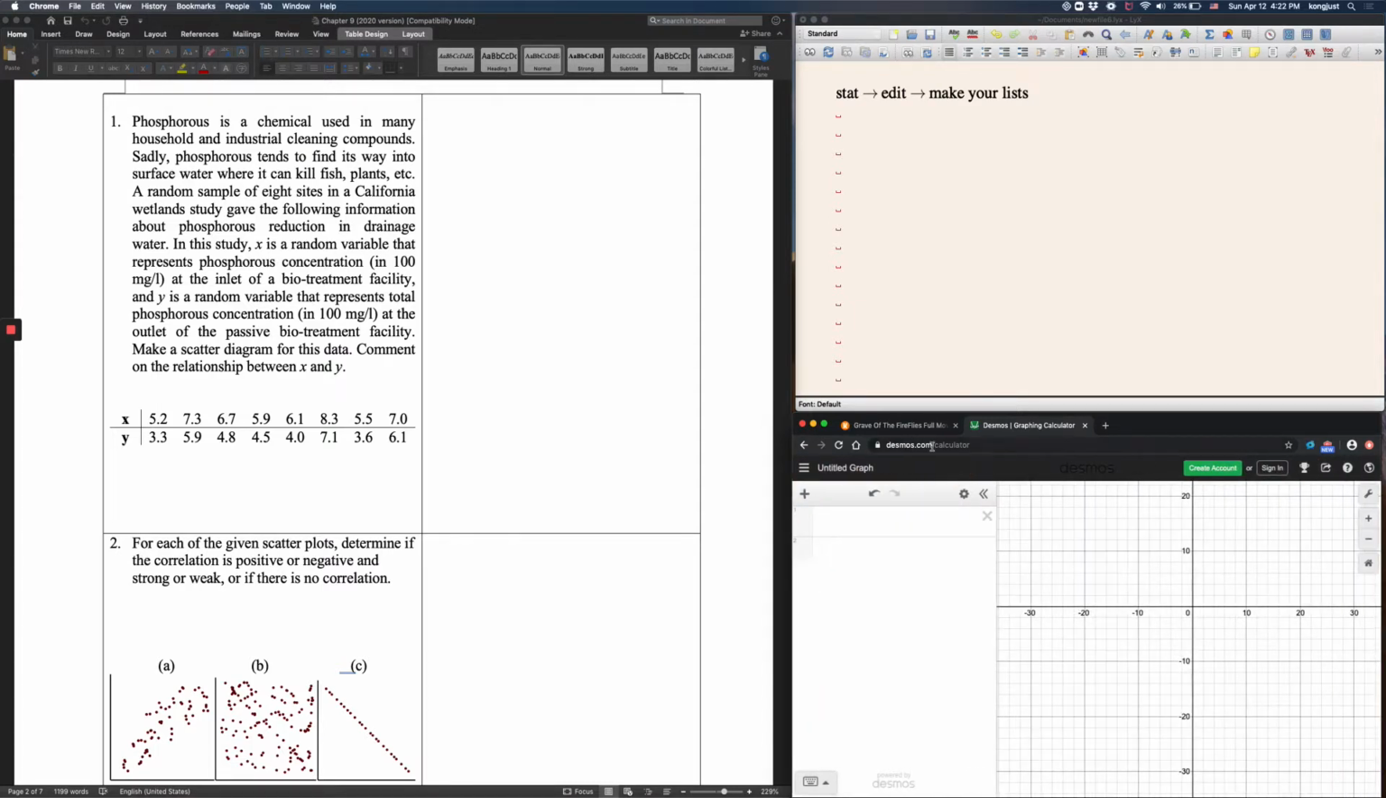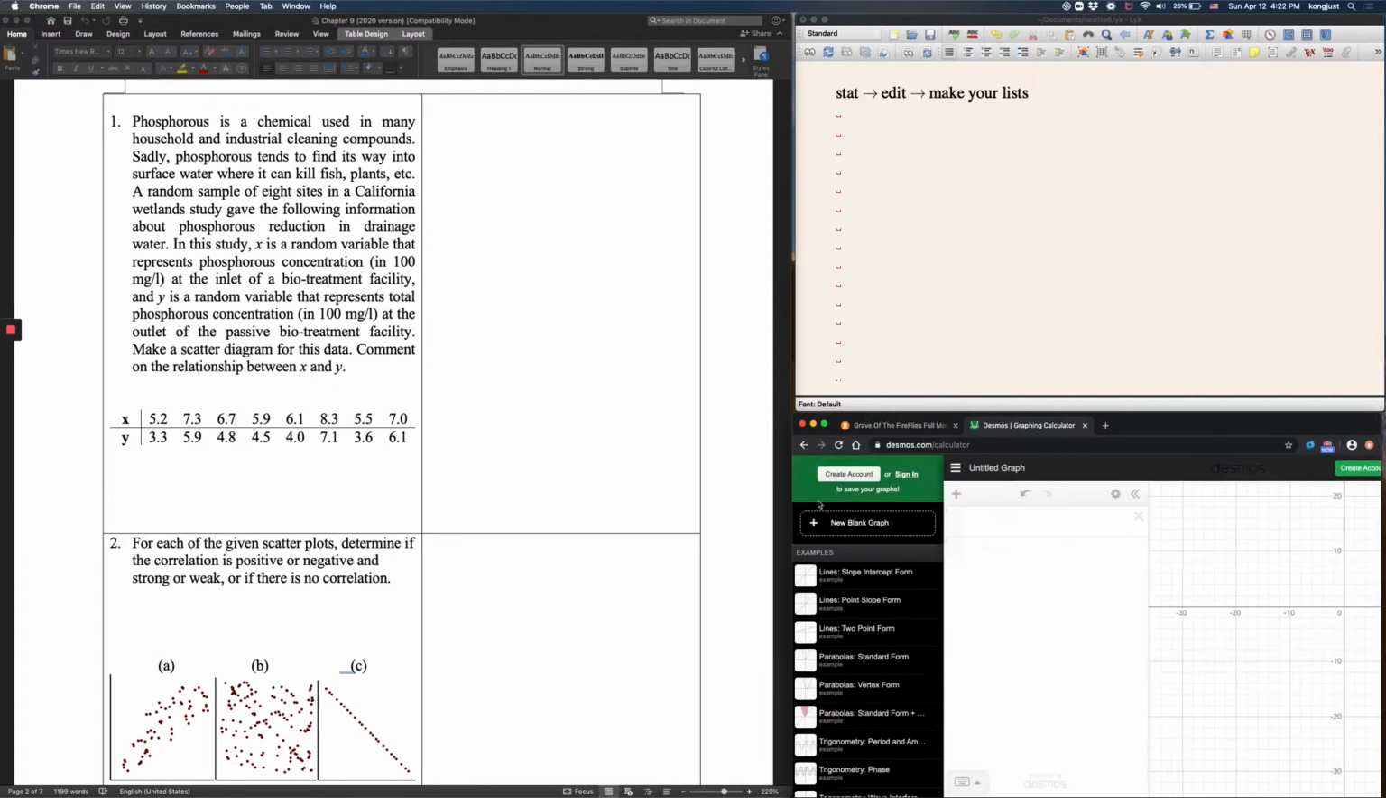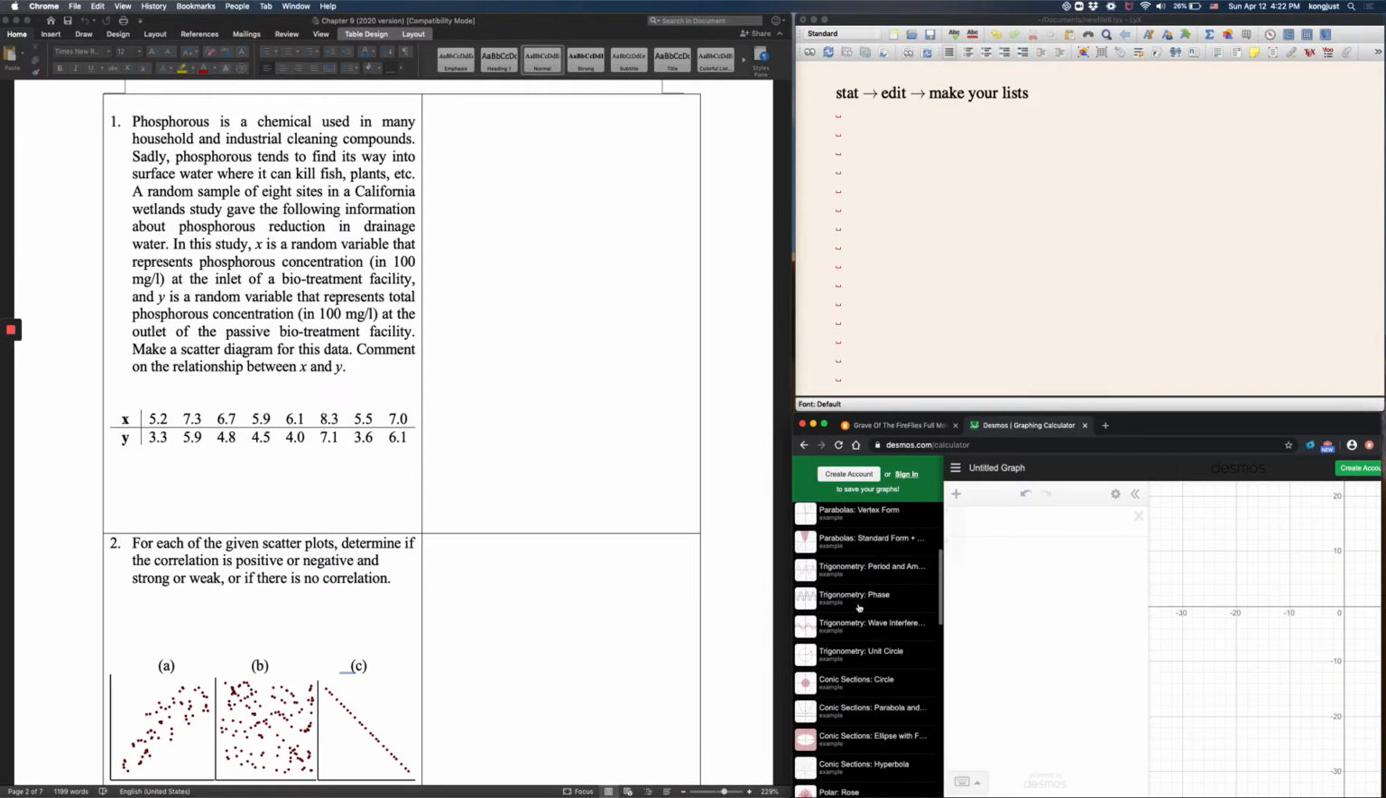So this is Desmos.com. If you just Google search Desmos, the graphing calculator is going to pop up. And there's a tab on the top right. You see these 3 lines. If you click on that, it's got a bunch of options. And the option that we're looking for is statistics, linear regression. That's what this is all about. This whole section is about linear regression, correlation.